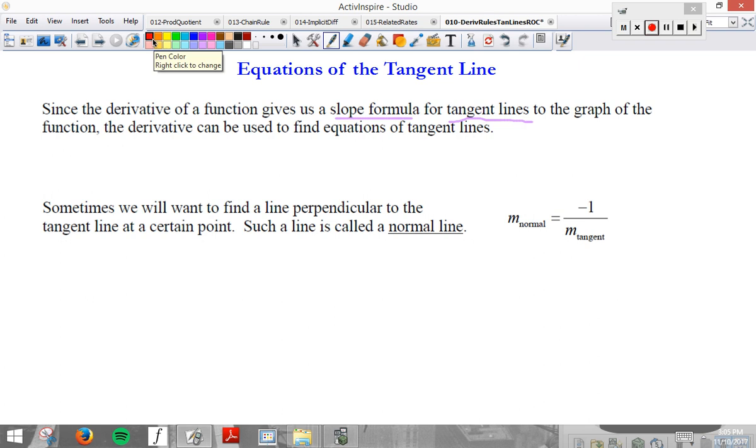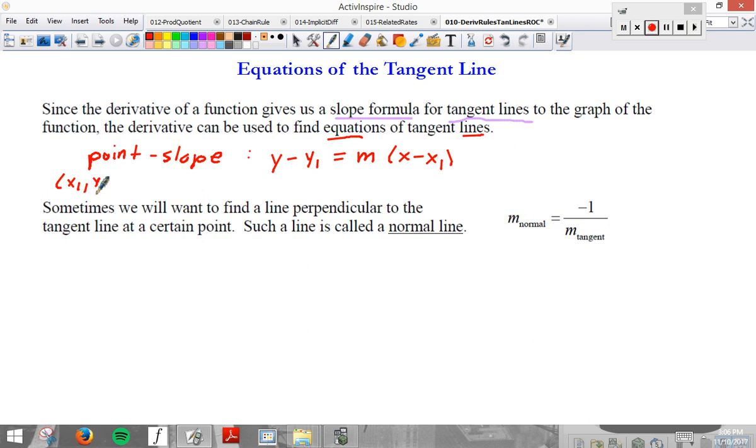Now I want to point out that the major part of the equation of a tangent line is the equation of a line. The equation of a line will require a point and a slope, because the only equation of a line we use in this class is the point slope formula. So y minus y1 equals m times x minus x1. So the point is x1, y1, and the slope is m.